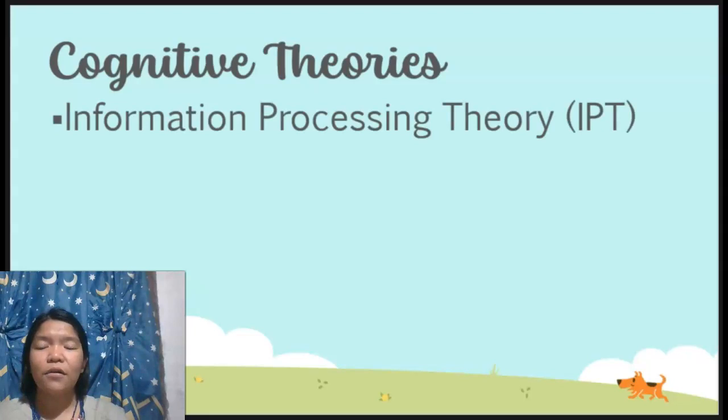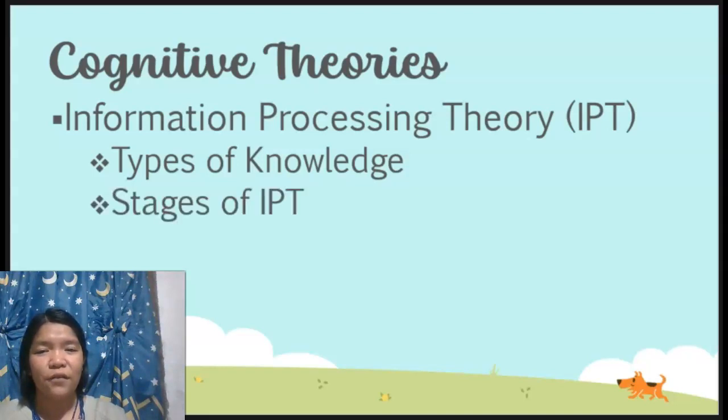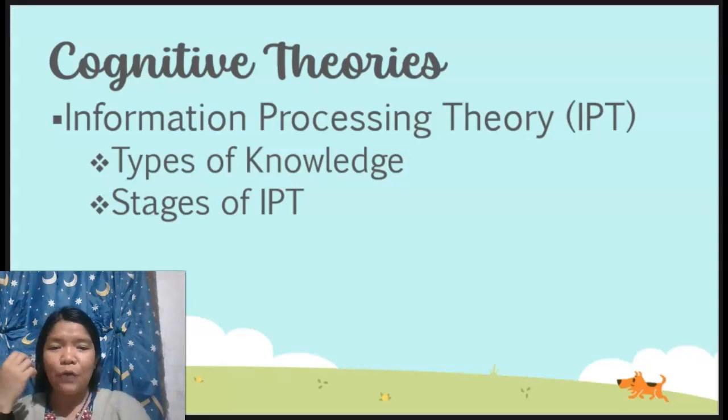Next, we have that of information processing theory. In information processing theory, we are reminded of the types of knowledge, which are declarative, procedural, episodic, conditional. And we also have the stages of information processing theory. We have encoding, how the information is encoded in the mind, how it is stored in the mind, and how the information is retrieved whenever we need the information.